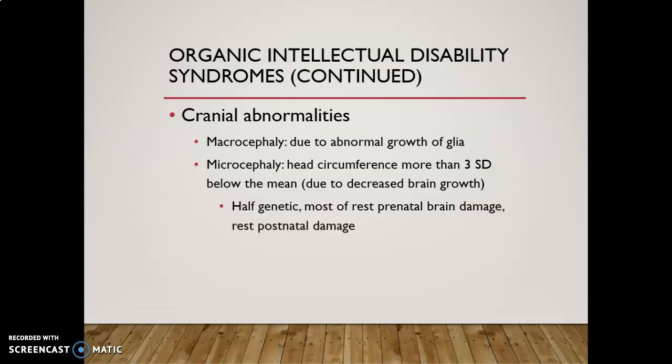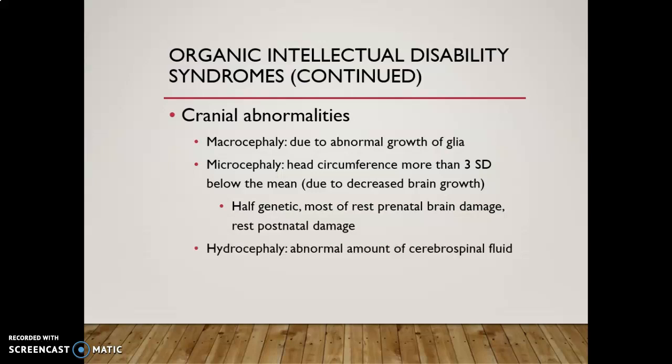About half of the cases here are genetic. There is some sort of genetic abnormality that makes the brain grow less, or perhaps makes the brain grow more. The rest is oftentimes some sort of prenatal brain damage, and what's left over from that is postnatal brain damage, mostly for microcephaly. But yeah, there's all sorts of things here that can go wrong.